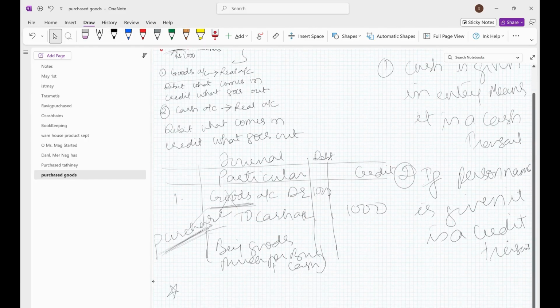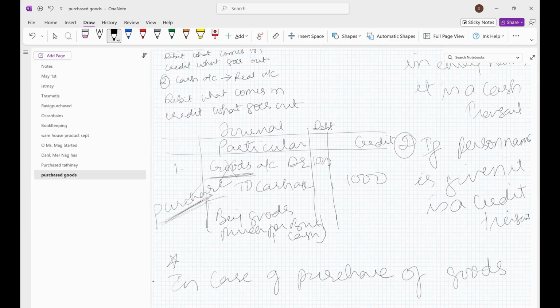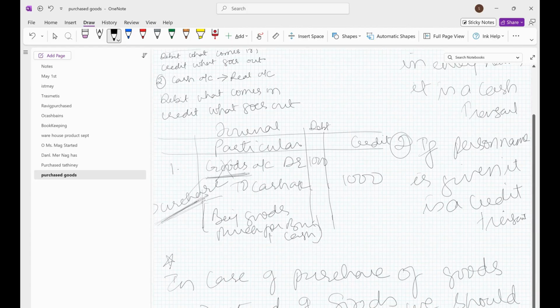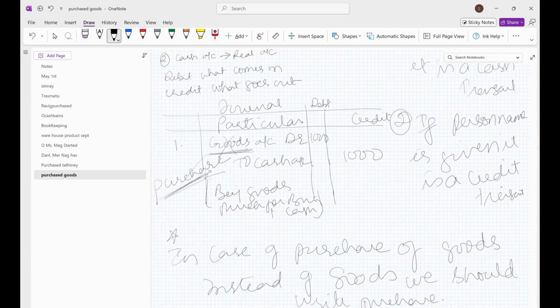And next, what will you write? Next important point: in case of purchase of goods, suppose goods is there in a journal entry and it is a purchase, instead of goods, we should write purchase. Now, these are the three important points. You just take it down.